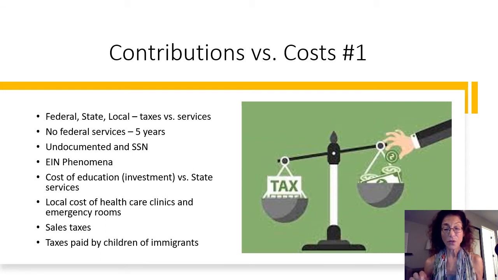And what we notice, again, is that the measurement question always surfaces when you're doing research. What are you measuring? If you're measuring the ratio as a snapshot, when someone first arrives as an immigrant, you get one picture. If you're measuring the ratio after they've been in the country for many years, you get another picture. And if you're looking at what their children pay in taxes, you get another picture, because children of immigrants consistently pay higher taxes than native-born.